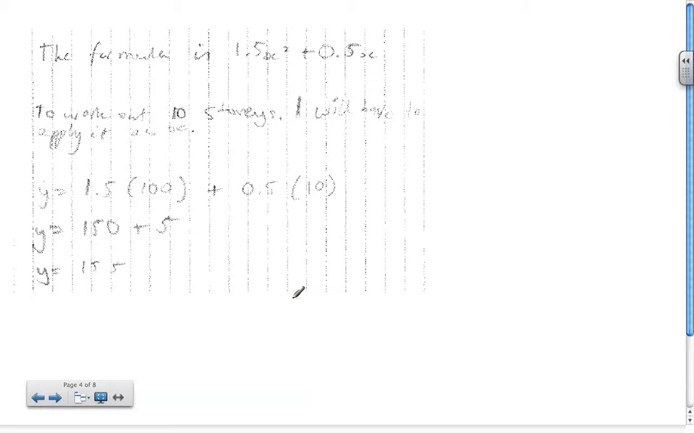Okay, so then the actual task did ask to find how many cards are needed for 10 stories. So the formula's been stated, and they've said to work out the 10 stories, I will need 155 cards, and then below they have given some sort of justification of that.